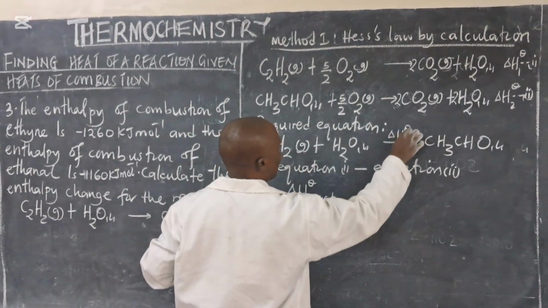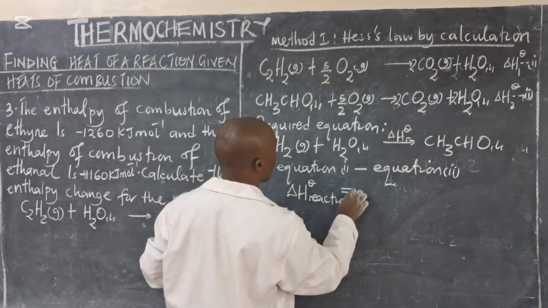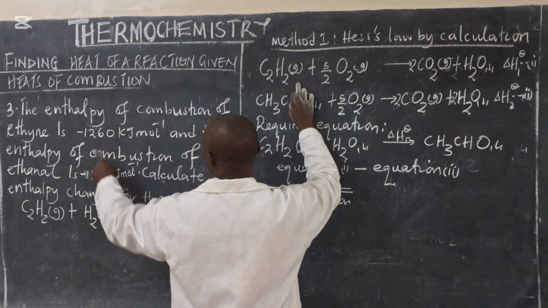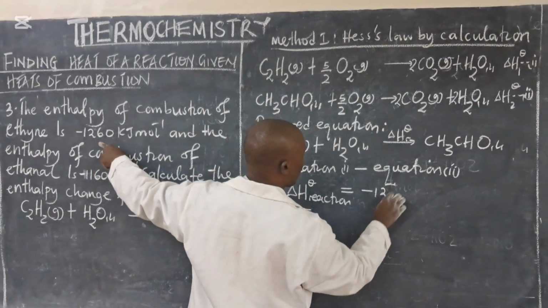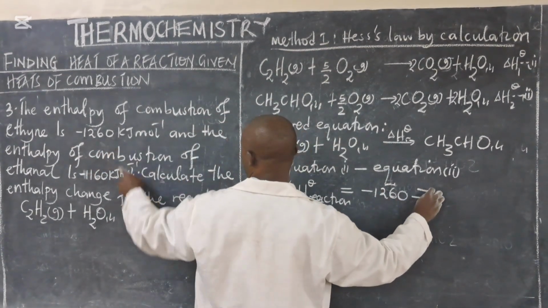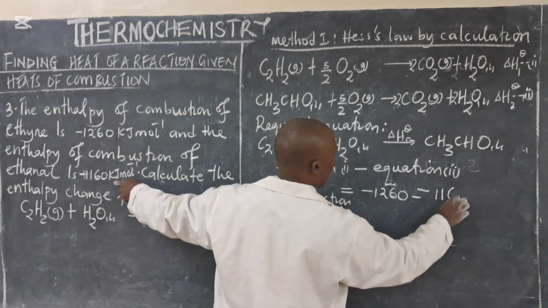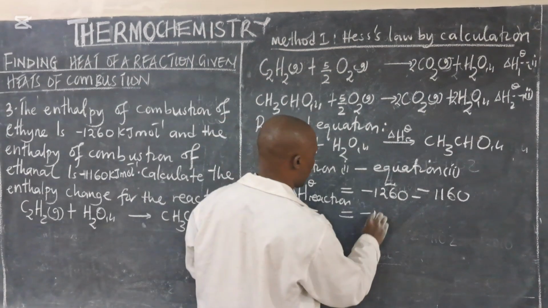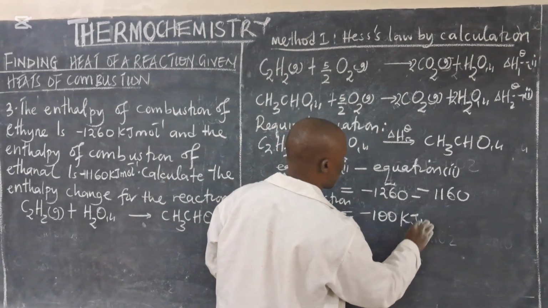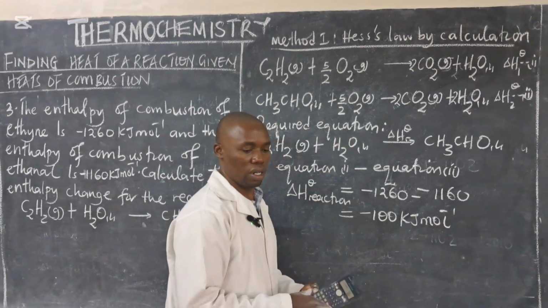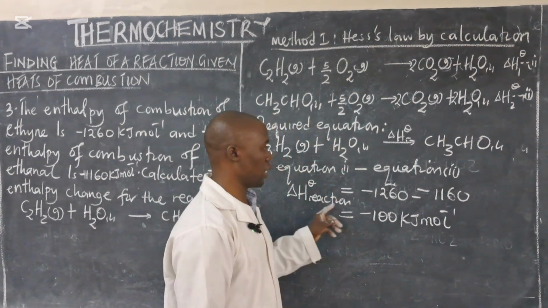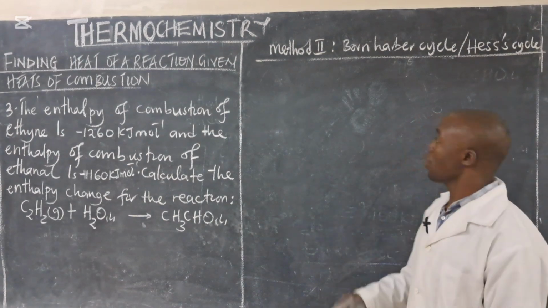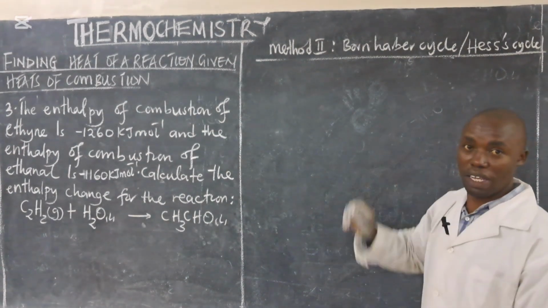So we are just going to have this heat change for this reaction. The heat change for this reaction is just going to be the heat of combustion of ethane, which is this, negative of this. I'm subtracting this one here, 1160. That gives us negative 100 kilojoules per mole. So that is method 1. Let us look at method 2. So in method 2, we are using the Born-Haber cycle or Hess cycle. This is how we do it.